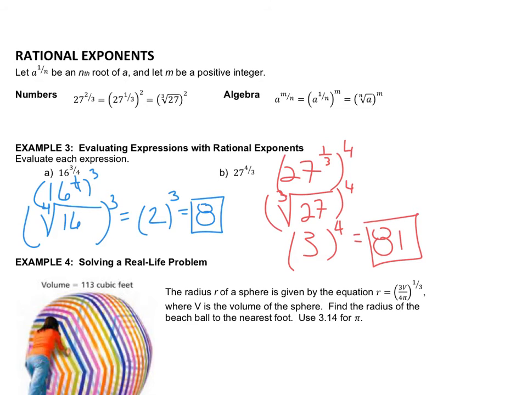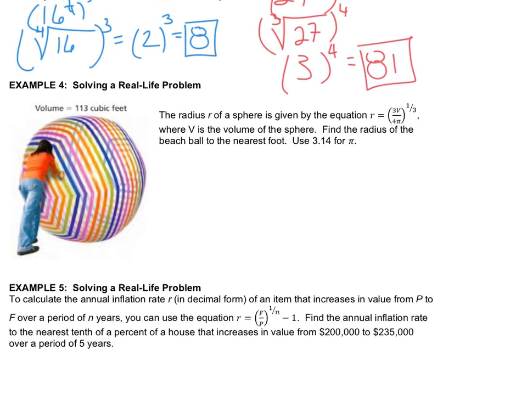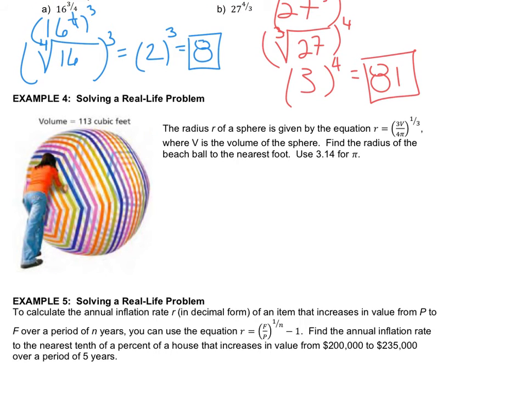So then lastly, we have this one here, just a real life problem. We're talking about the radius of a sphere that's given by an equation, r equals 3v over 4 pi, to the 1/3 power. V is the volume of the sphere. Find the radius of the beach ball to the nearest foot. Now, in a previous example, we talked about using just the pi symbol. But here they're saying use 3.14, so we're going to use 3.14.